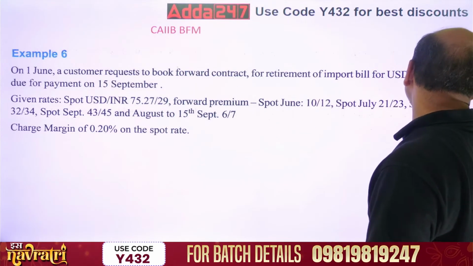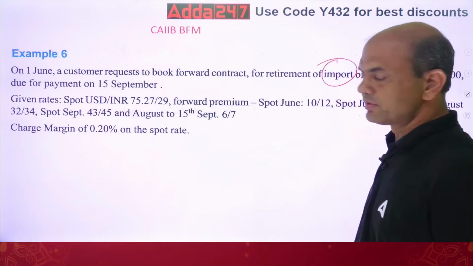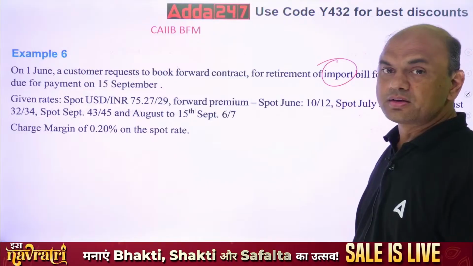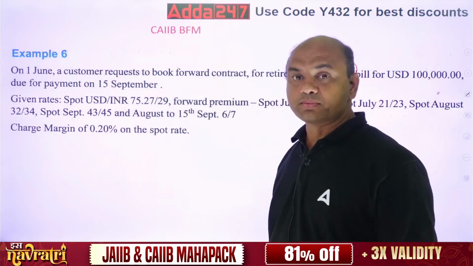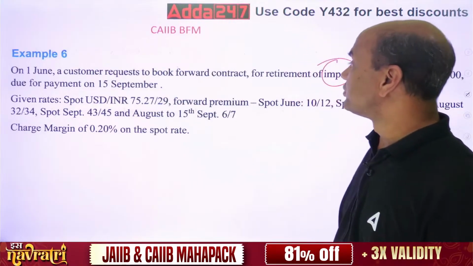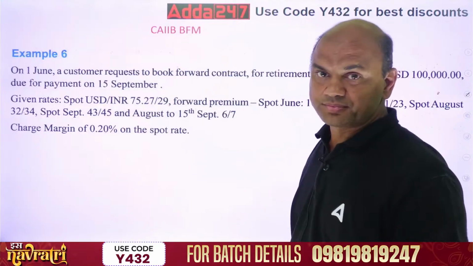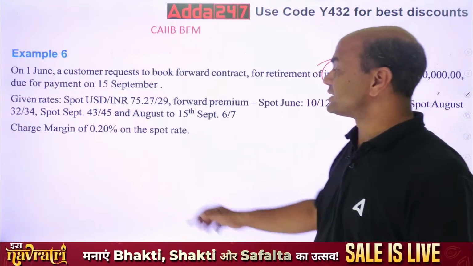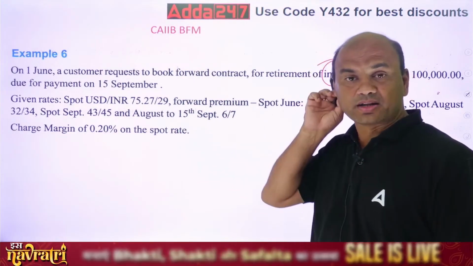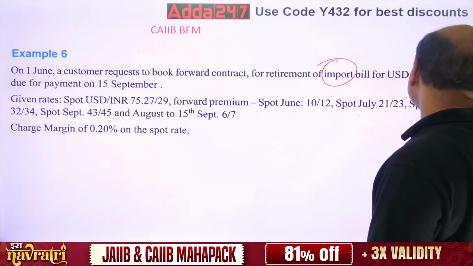Kindly note few points over here. First is import bill. Whenever you have import bill, you have to take the right side, this side. Number 1. Number 2, due for payment on 15th September. So it is in the mid of September, right? Then charge margin of 0.2% on the spot rate. Margin of 0.2%. Got it? So let's start.